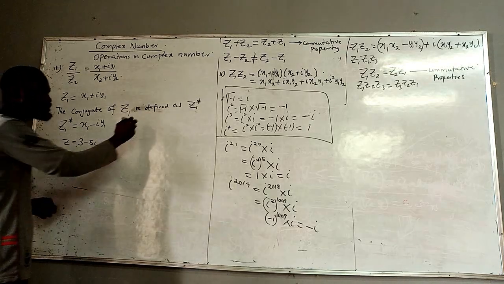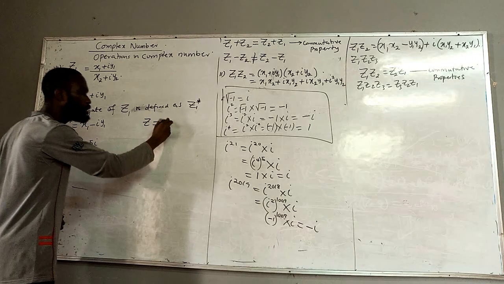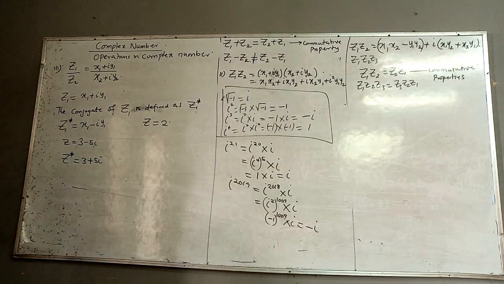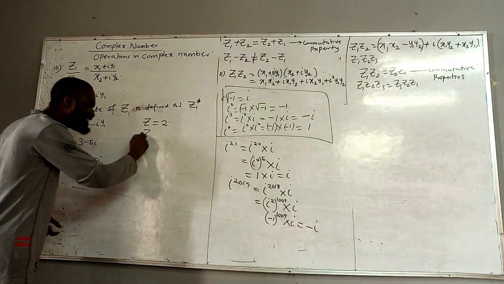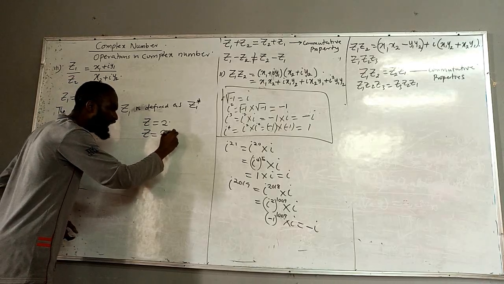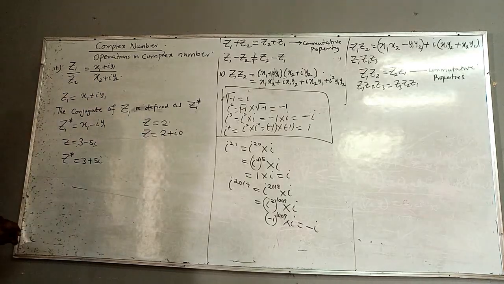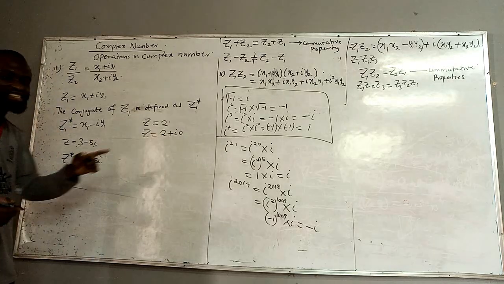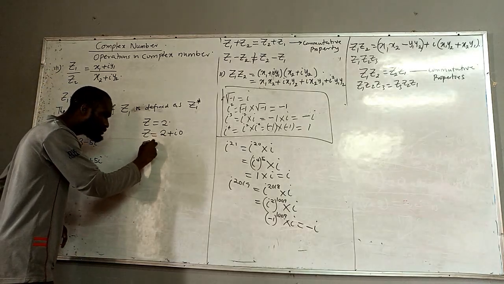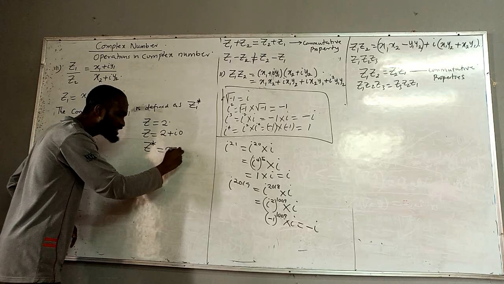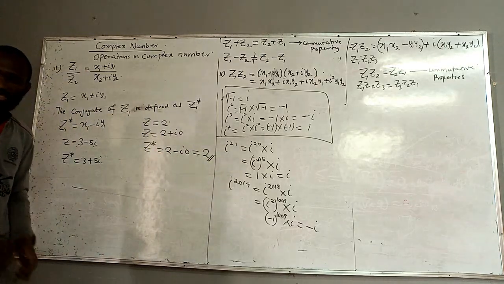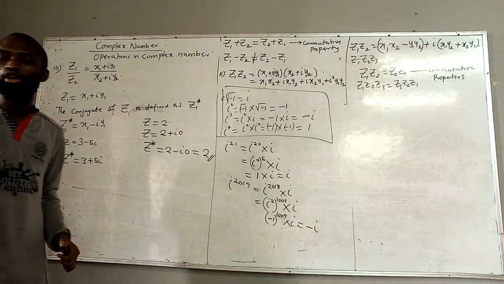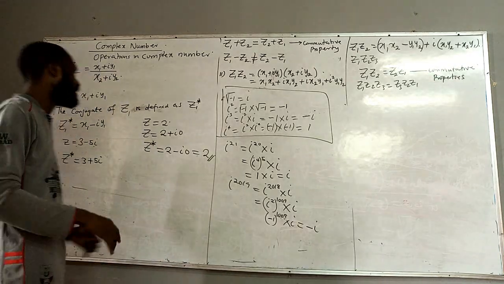Now, what if I gave you something like this? Z equals 2. What is the conjugate of Z? Some people usually get this wrong. They will say minus 2. It's not true. You can just write this as well: Z is equal to 2 plus i0. Then the conjugate of 2 plus i0 will give you 2 minus i0, which is also the same as 2. It means when you have a real number alone, the conjugate of that real number is still the same real number. Take note.